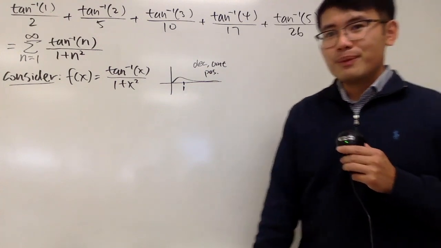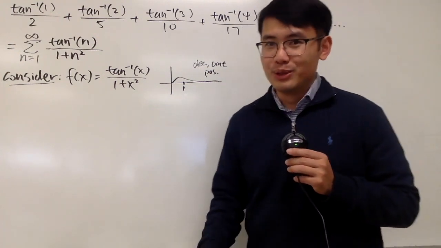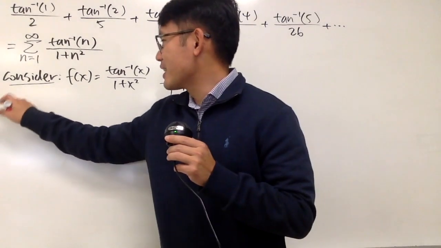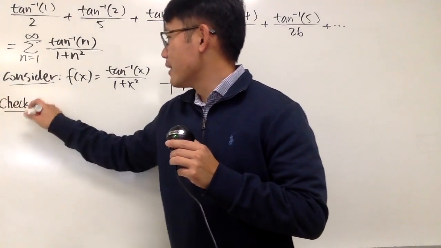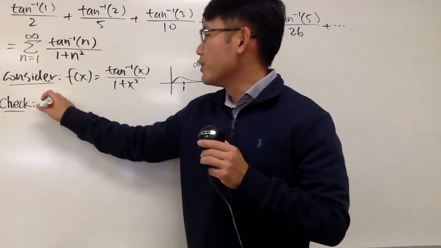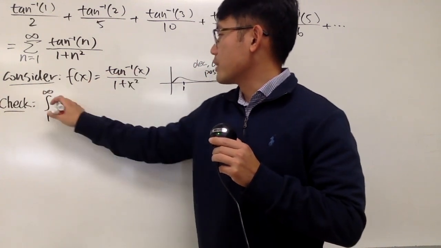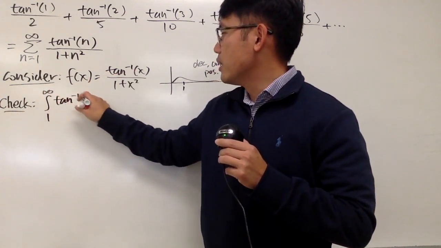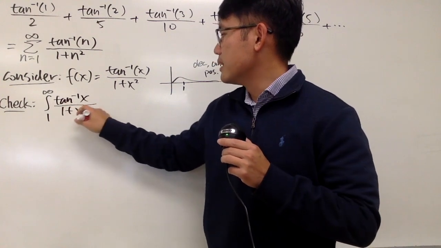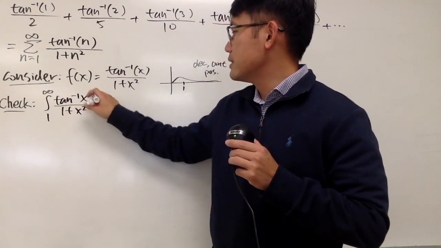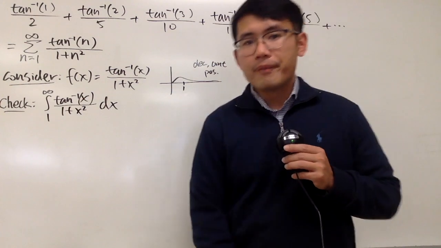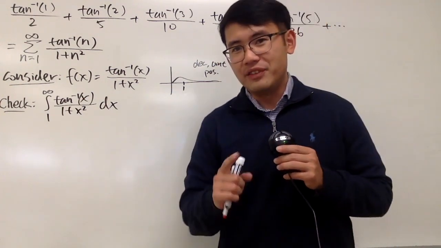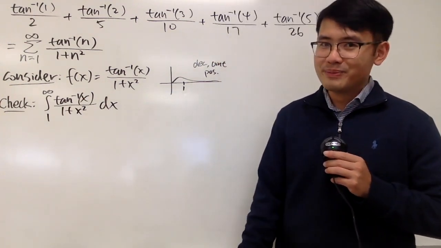And now, of course, to use the integral test, we have to just do the integral. So let's go ahead and check the integral. And we are going to go from 1 to infinity of the function, inverse tangent of x over 1 plus x squared, like this. All right, now, how can we integrate this, especially if you haven't done integrals for a while?